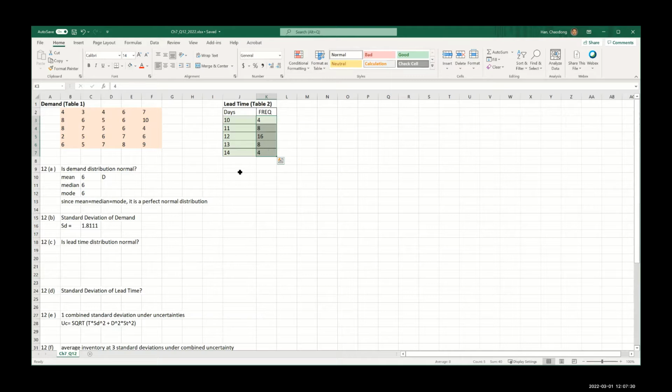Since this is a summary table, if we want to use an Excel formula, we need to convert it into raw data. So let's say we put 10, and we copy it 4 times: 1, 2, 3, 4. For 11, we can copy 8 times. So this is 8 times. For 12, we can copy 16 times.